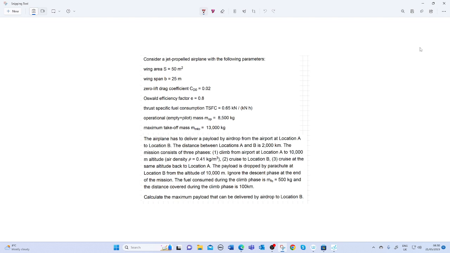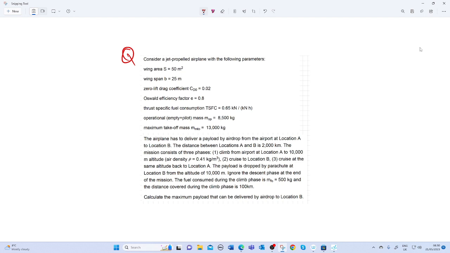Now let's read through the following question. Consider a jet-propelled airplane with the following parameters: the wing area S, 50 meters squared, the wingspan B, 25 meter, the zero lift drag coefficient CD0, 0.02, the Oswald efficiency factor e, 0.8, the thrust specific fuel consumption TSFC, 0.65 kilonewton per kilonewton hour, the operational mass, that is the mass of the empty aircraft and the pilot, MOP equals 8,500 kilogram, the maximum takeoff weight of the aircraft, which is 13,000 kilogram.